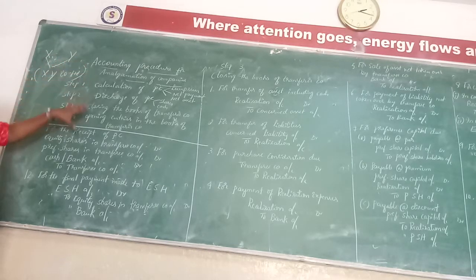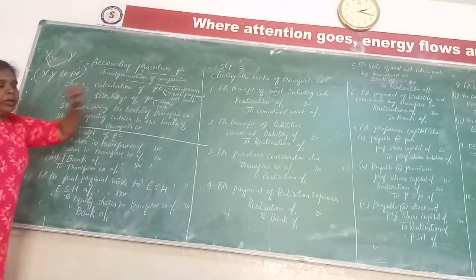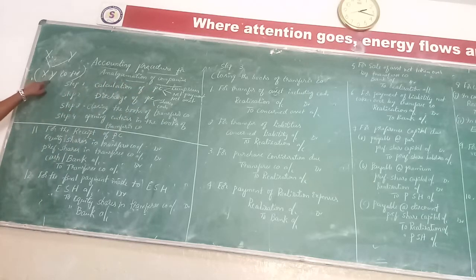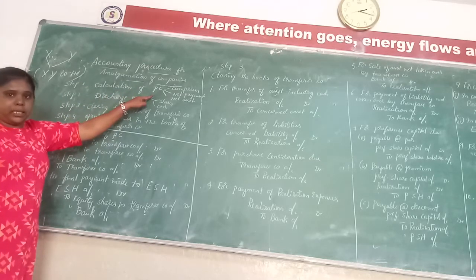So this is the accounting procedure. The first step is calculation of PC. In order to calculate PC, XY company is going to give some consideration to both X company as well as Y company for taking over the assets and liabilities of both the companies. So in the first step, we need to calculate purchase consideration.